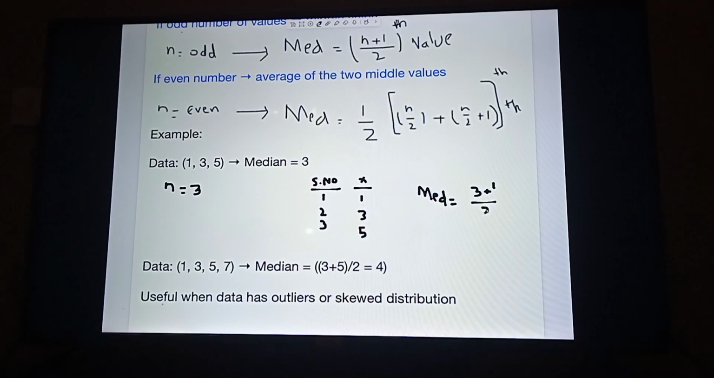divided by 2, the second observation or value. So this is 4 divided by 2, second value. Which value are they talking about? 2 ones are 2, 2 twos are 4. So median is equal to the second value.